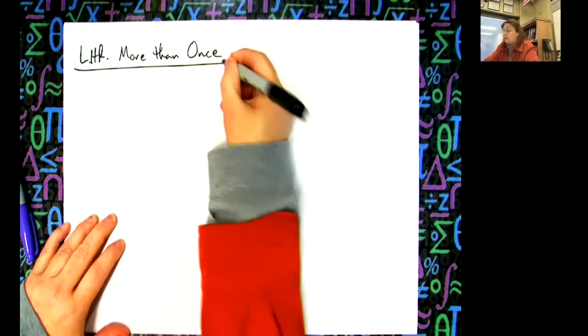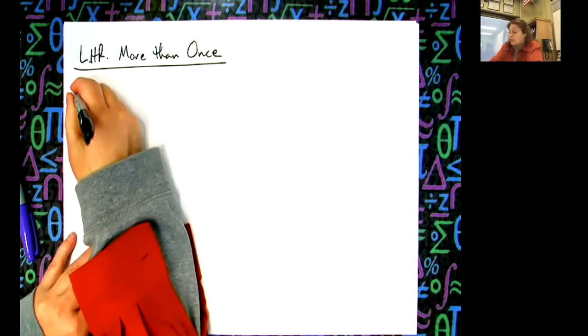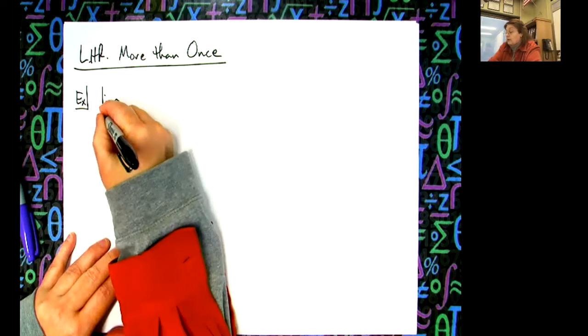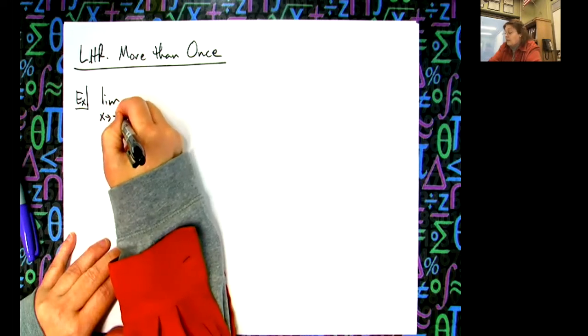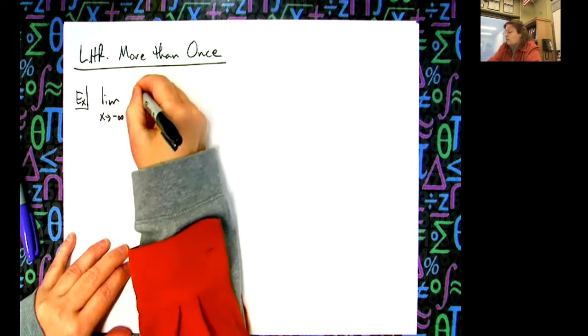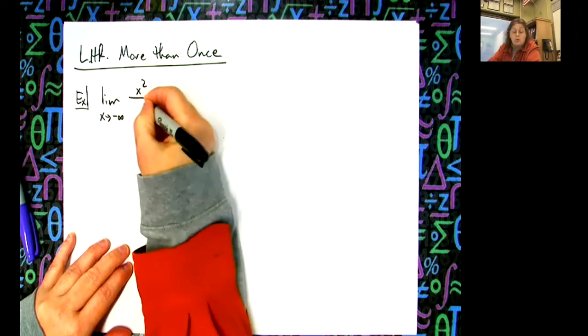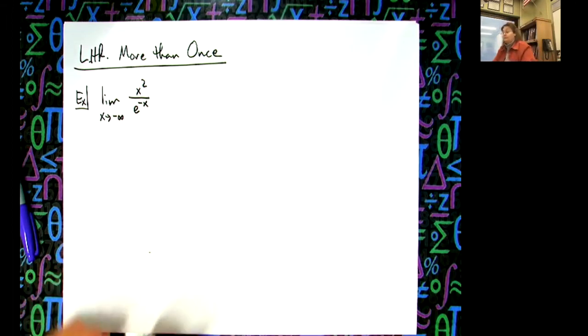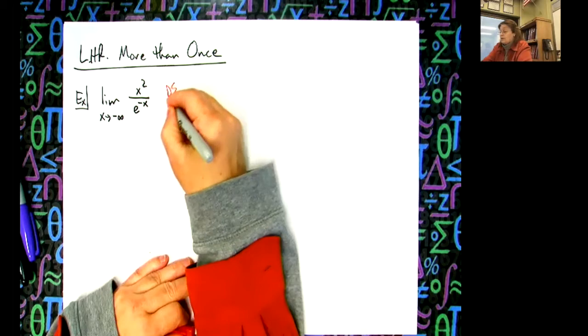Okay, so we can do it more than once. All right, so let's take a look at the limit as x approaches negative infinity of x squared over e to the negative x. First thing, I need to test my direct substitution.